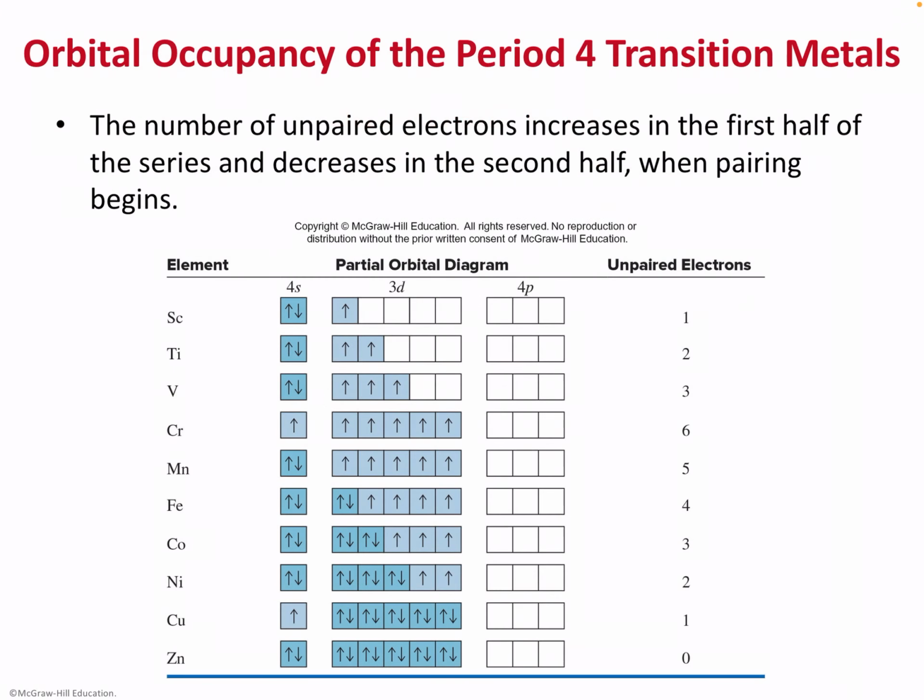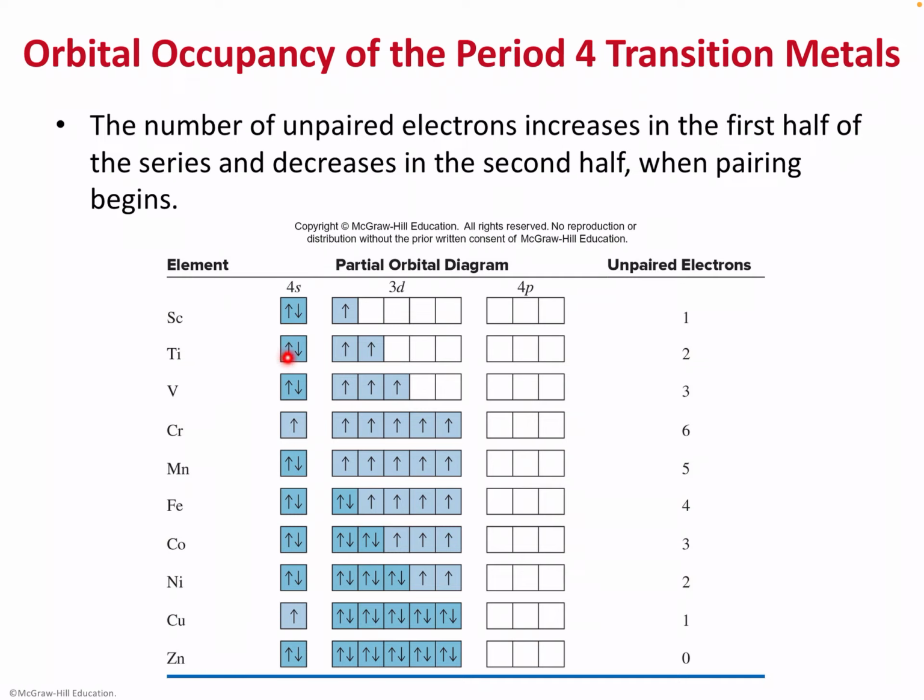Orbital occupancy of the period 4 transition metals. The number of unpaired electrons increases in the first half of the series and then decreases in the second half when pairing begins. Now this is scandium. Scandium's electron configuration is the noble gas prior to that, and then 4s2, 3d1. So unpaired electrons: 1. Now tell me, is scandium paramagnetic or diamagnetic? Scandium is paramagnetic because you have one unpaired electron.